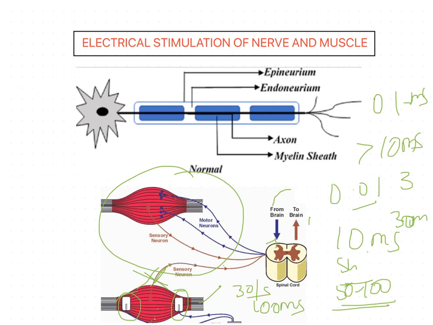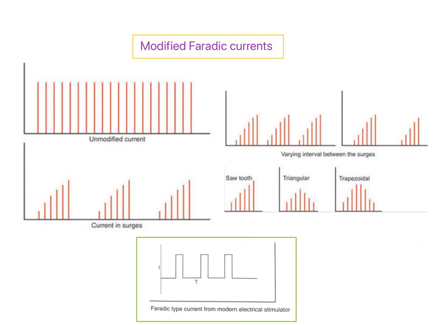Normally, the original waveform of the Faradic current is somewhat modified. Already we know that the original one comes like this, a long duration and a short one. Here, for the Faradic type current from modern stimulators, we can find such waveforms.